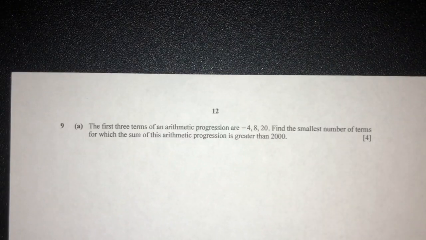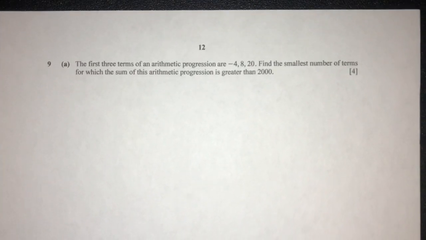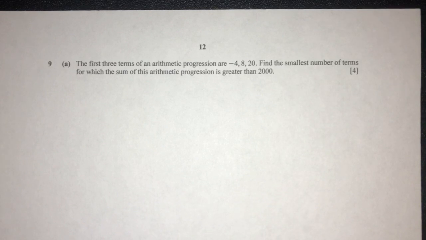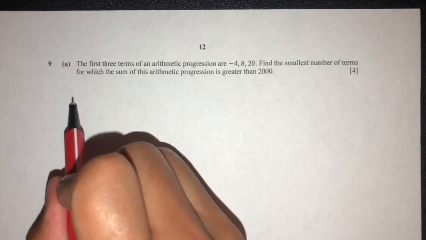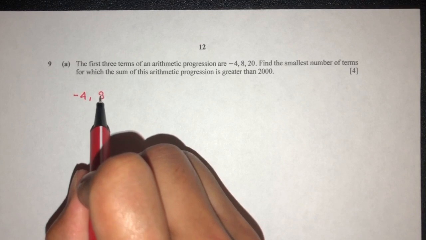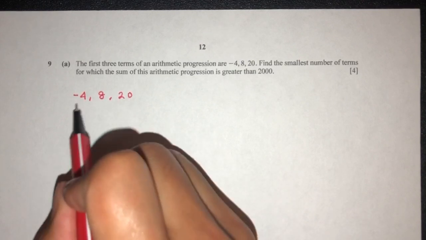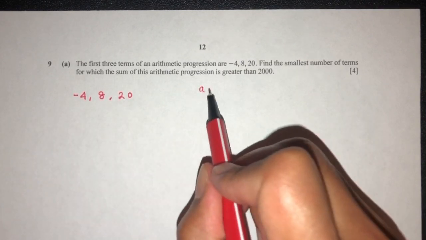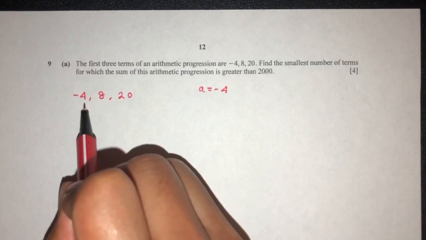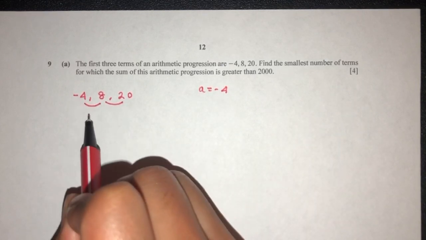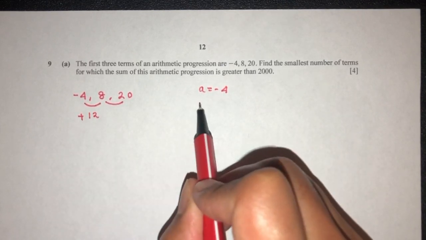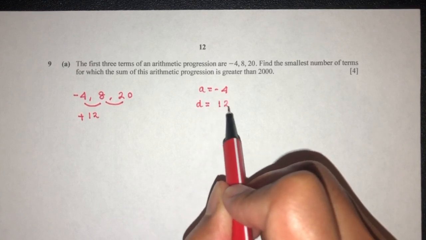Now let's move on to question number 9. The first three terms of an AP is given to you by -4, 8, and 20. We understand the first term A will be -4, and here we must have a common difference. As you can see, we have to be 12, plus 12. So D will be the common difference, will be plus 12.